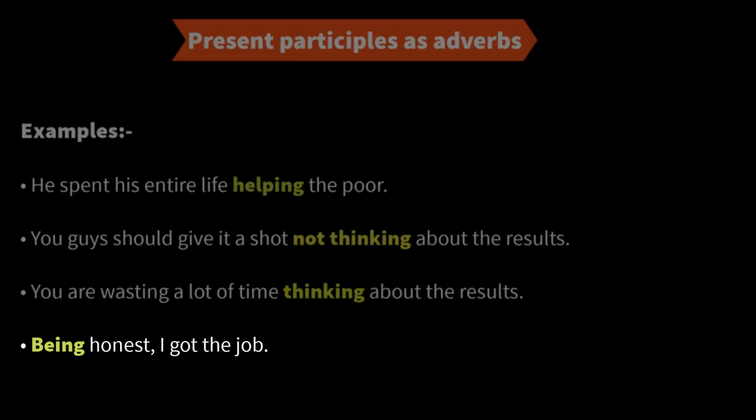Let me show you one more example. Being honest, I got the job. I got the job. Reason? Because I was being honest, right? So being honest is our present participle phrase telling us the reason why I got the job. Why did I get the job? Because I was being honest. Being honest, I got the job.